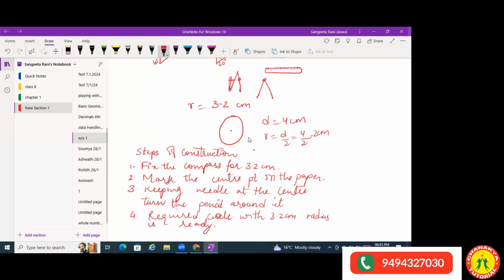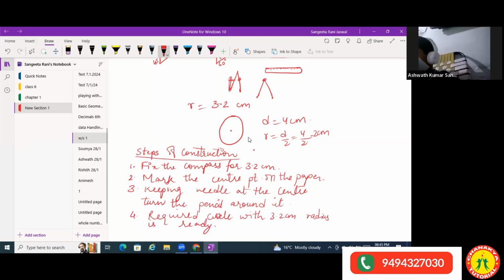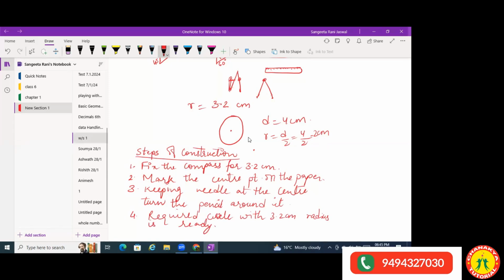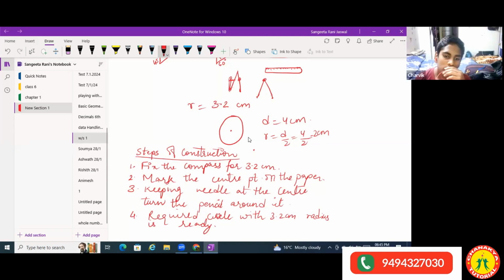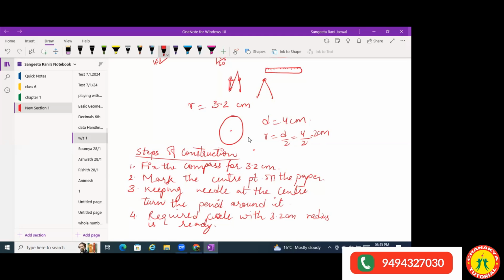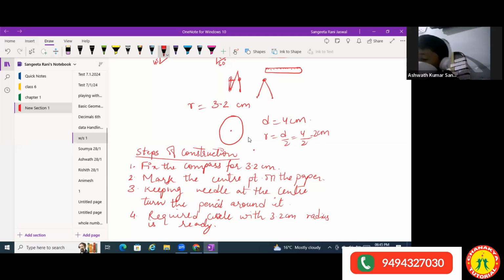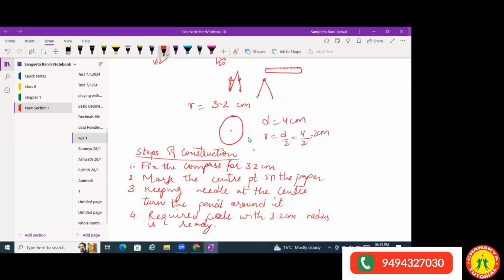Okay, understood the steps of construction? Whenever you're making the circle, you need to write these steps if your teacher tells you. You can write the same points, and replace this 3.2 with whatever measurement you get. Otherwise, there's no need to cram these steps. Steps have to be made on your own. You can make your own steps. Yes, good method. Okay, let's move on.